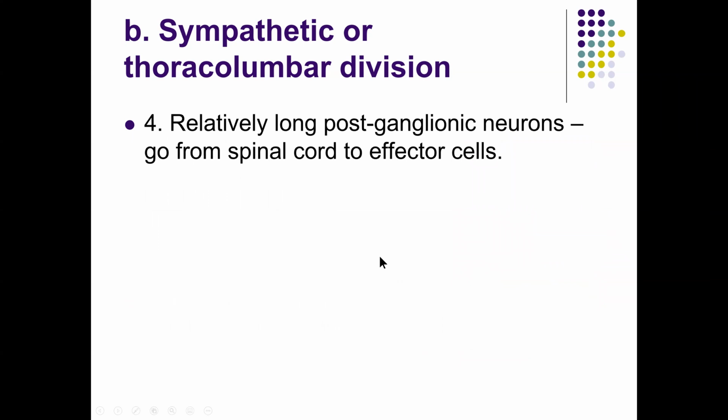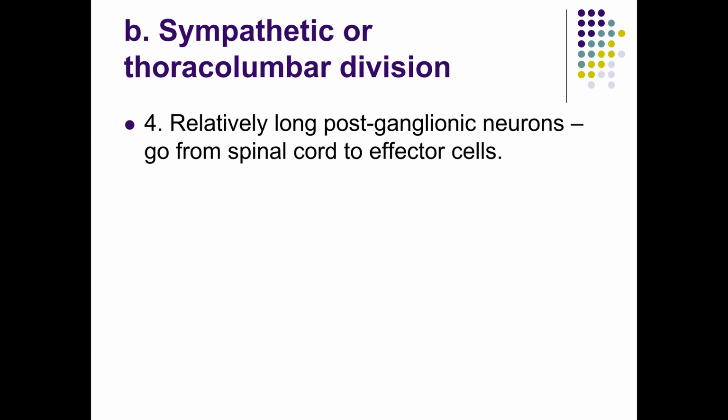Relatively long postganglionic neurons, okay? Because now you have had your first synapse. So your first neuron went from the lateral horn of the spinal cord, literally just outside of the spinal column, either to the sympathetic trunk or to the anterior trunk, to one of the ganglia there forming the splanchnic nerves.